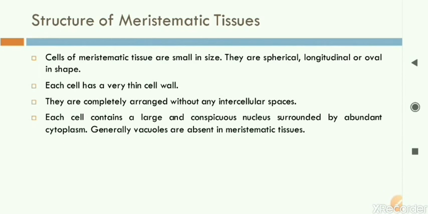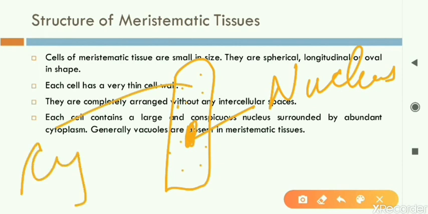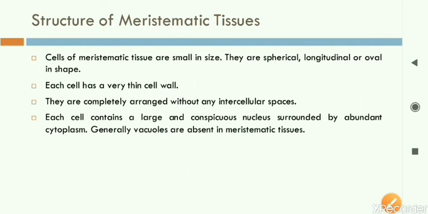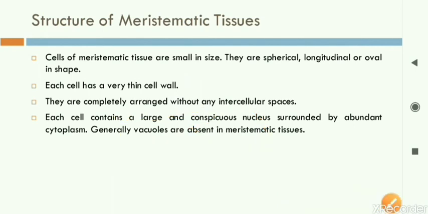Next one now, each cell contains a large and conspicuous, meaning visible, nucleus surrounded by abundant cytoplasm. That is, each and every cell of the meristematic tissue contains a nucleus. In the center of the cell you will have the nucleus. Followed by that, the cell body is filled with a certain liquid. That liquid which fills the cell is called cytoplasm. So cytoplasm is present in these kinds of cells. Also, one more line is there: the vacuoles are generally absent. They are not present in the meristematic tissues.